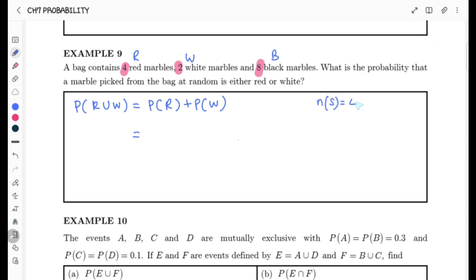We have a total of 14 marbles here, so the number of sample is 14. PR is 4 over 14 plus PW is 2 over 14. Simplify that, you get 3 over 7.